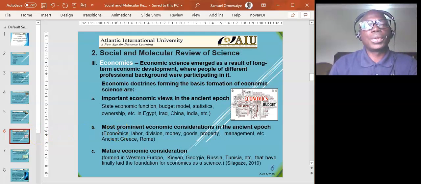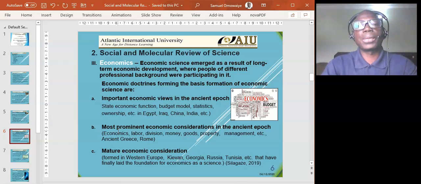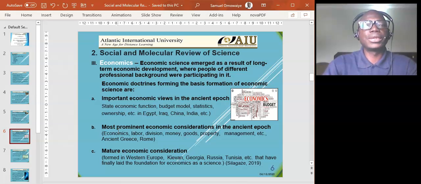Okay, going to economics. Economic science emerged as a result of long-term economic development where people of different professional backgrounds were participating in it due to the interactions of their trade. Economic doctrines forming the basis of the formation of economic science are important economic views in the ancient epoch, talking about state economic functions, budget, model, statistics, ownership, etc. in ancient Egypt, Iraq, China, India, etc.